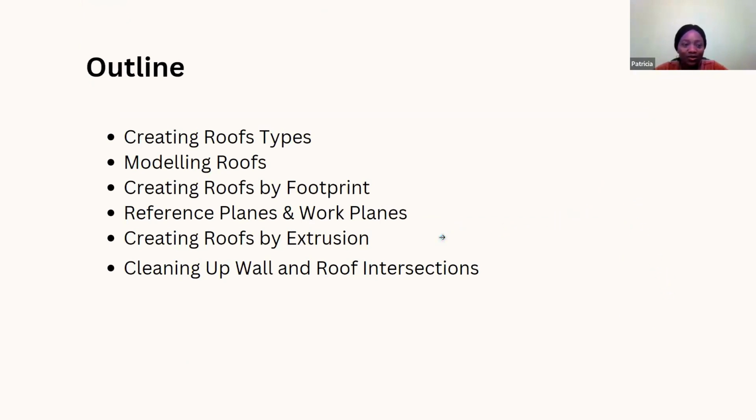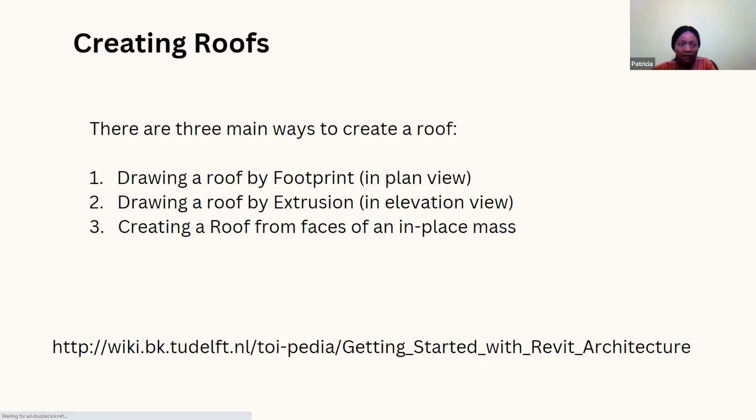Welcome. So we'll create the roofs, model the roofs, and then we'll show the three types that we'll use to create it. Then we'll show how to use the reference planes and extrude the roofs, and how we can clean the roof and wall intersections. We have three main ways to create the roof. We can draw it by footprint, extrusion, or from mass. We'll look at the first two, footprint and extrusion.